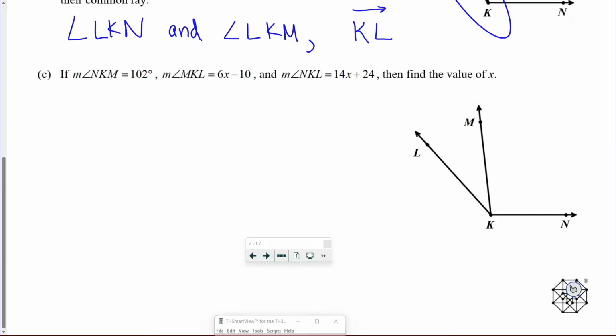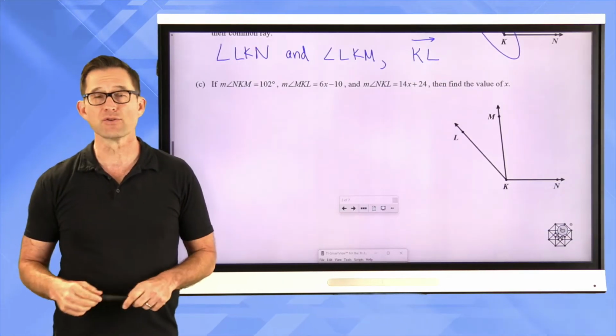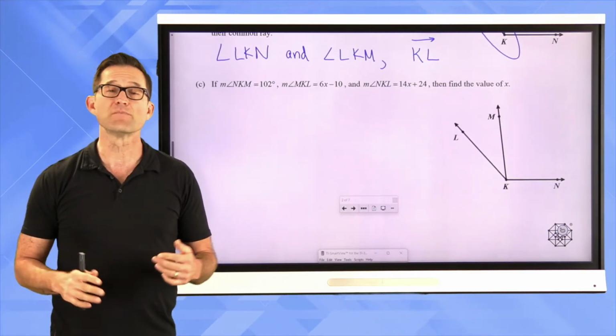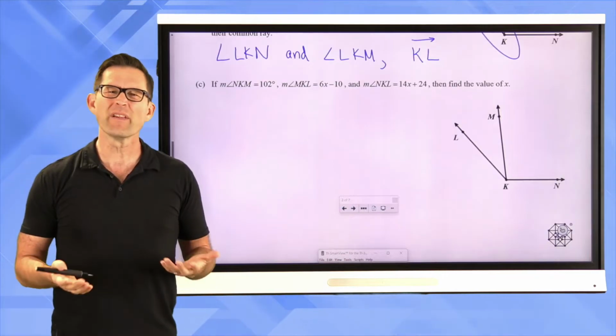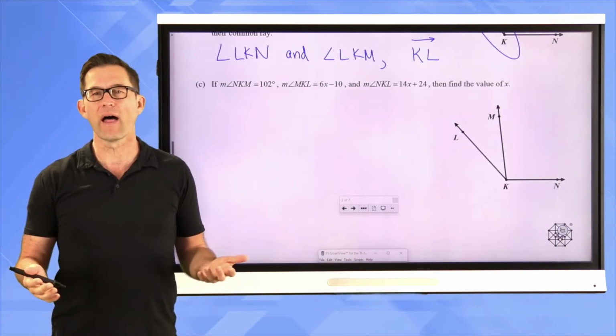If the measure of angle NKM is 102 degrees, and the measure of angle MKL is 6x minus 10, and the measure of angle NKL is 4x plus 24, then find the value of x. So here we come back to another one of these algebra problems that's basically just based on geometry. It's not really a geometry problem. The first step of it is, but after that, it's all algebra.